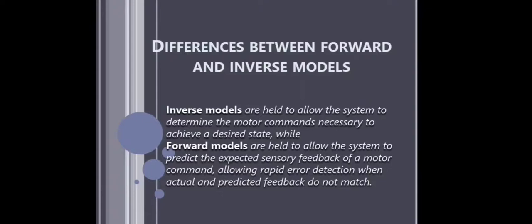So the difference between forward model and inverse model. Inverse models are used to allow the system to determine the motor commands necessary to achieve a desired state, while forward models are used to allow the system to predict the expected sensory feedback of a motor command, allowing rapid error detection when actual and predicted feedback do not match.